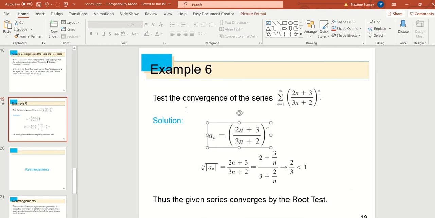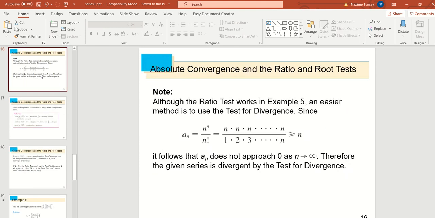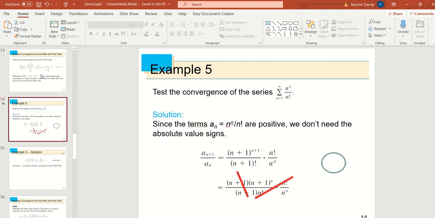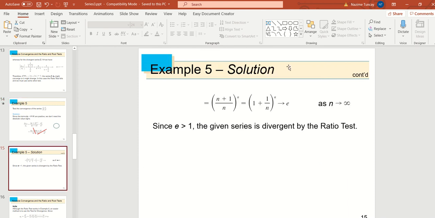Let us compare two questions, and let us see the fifth question here. In this fifth question, we cannot directly omit this n when we take the root. We cannot omit it. And when we try it this way, we see that it is simplified, and that it reaches e, which is bigger than 1, therefore it is divergent.